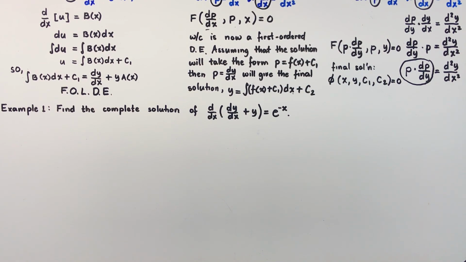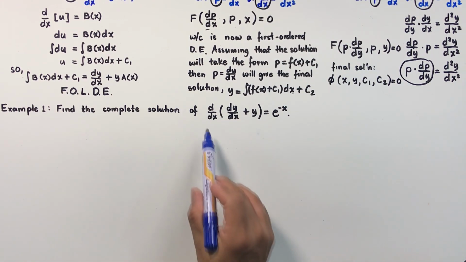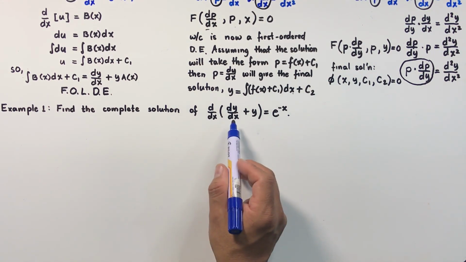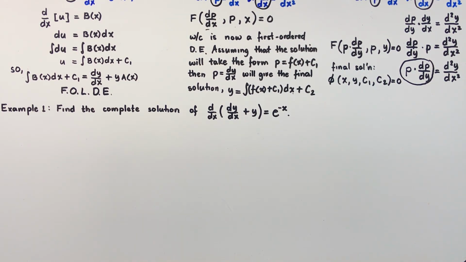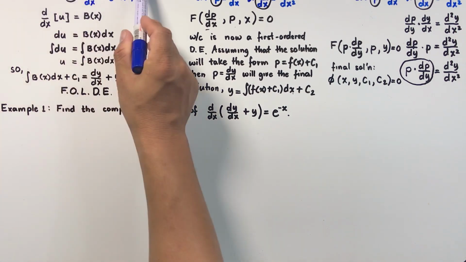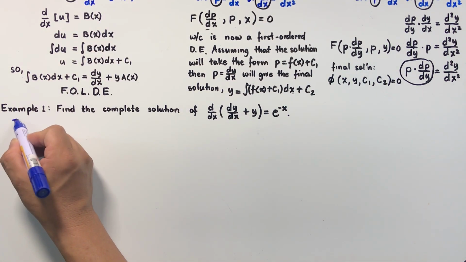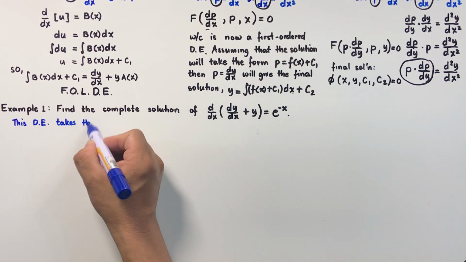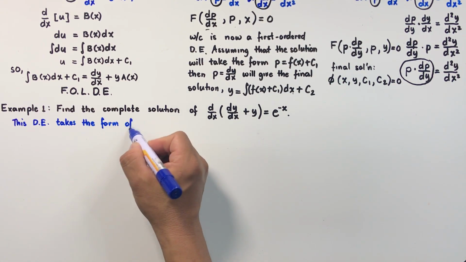Now let's take our first example here. Find the complete solution for this differential equation. So we notice that this differential equation takes the form of case number 1, because we have a derivative of a first derivative, and this is equated to some function of x, like here. So we say that this differential equation takes the form of case number 1.